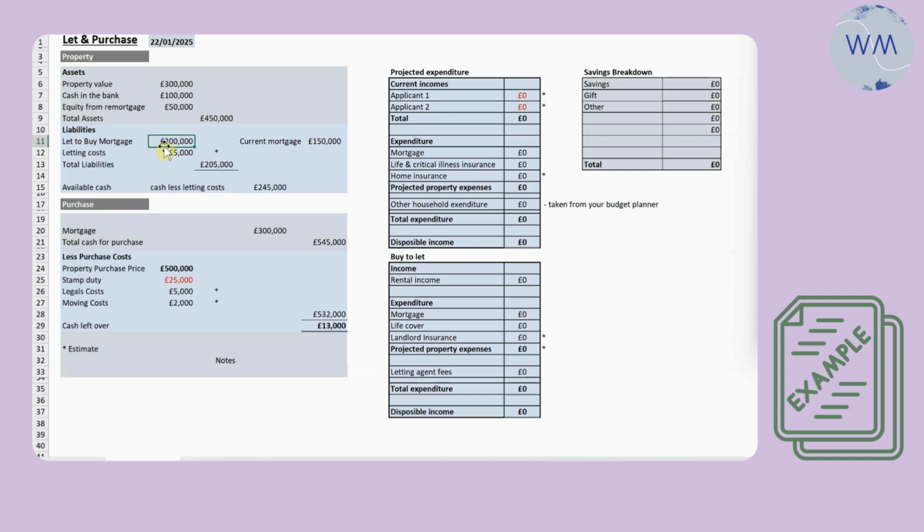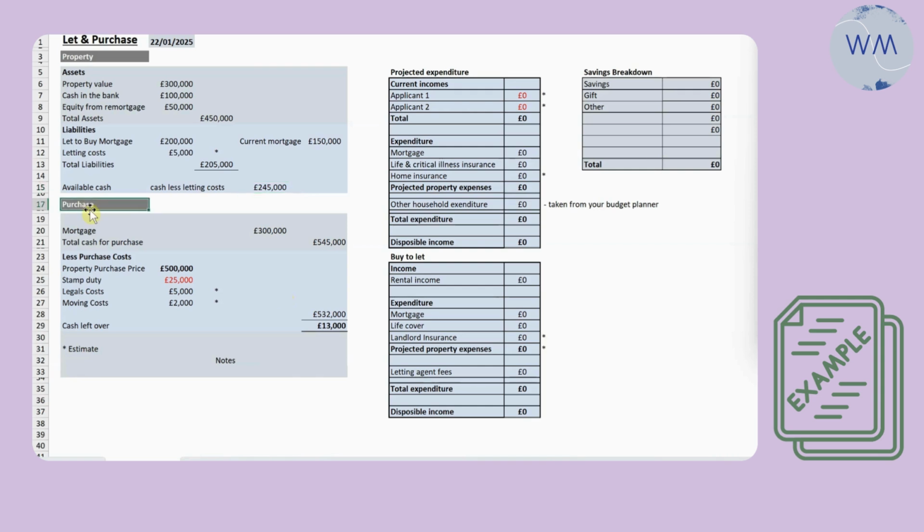The let to buy mortgage balance of £200,000 less the current mortgage balance of £150,000 gives you the cash to play with, the £50,000 to add to your cash. Your total assets, £450,000 in the example, less your total liabilities, which is the new mortgage plus any letting costs, which gives you £205,000. One less the other, assets less liabilities, gives you £245,000 to play with.